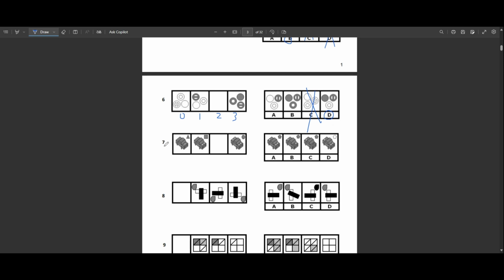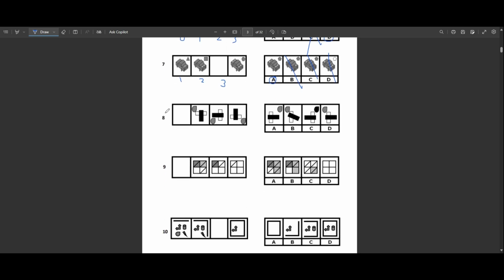Question 7. You've got the car. Each time it's adding one of these white boxes to it. So you can see there's 1 here, there's 2 here, there should be 3. Okay, so that's either going to be option A or option D. You also got a new shape. The shape always has to be grey, so it's going to be option A, not option D.